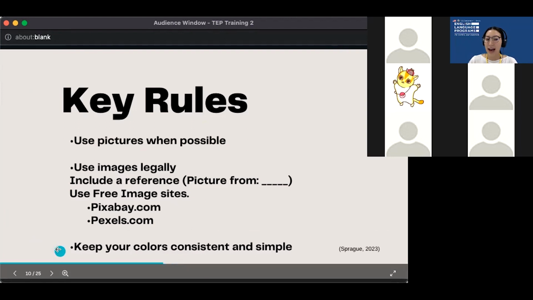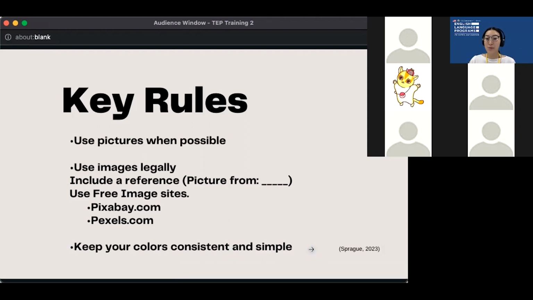I also ask my students to keep their colors consistent and simple. Just like having too many fonts can be very distracting and look messy, too many colors can also make it very difficult for the audience.